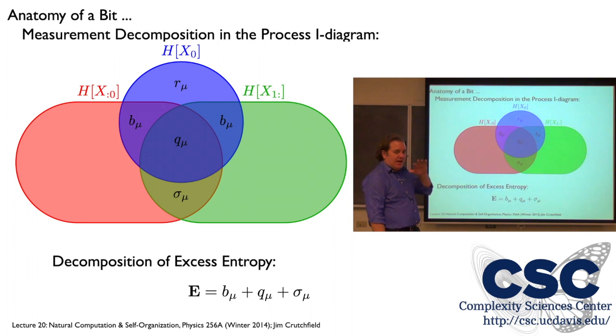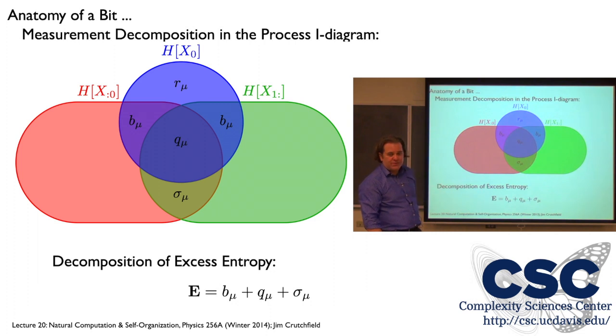Okay, so that's a pictorial introduction to the theory of these information decompositions. Again, we're just making reference to blocks of variables. In this case, we just singled out one variable and called it the present.